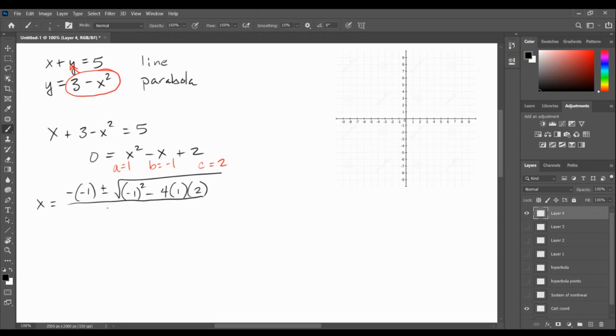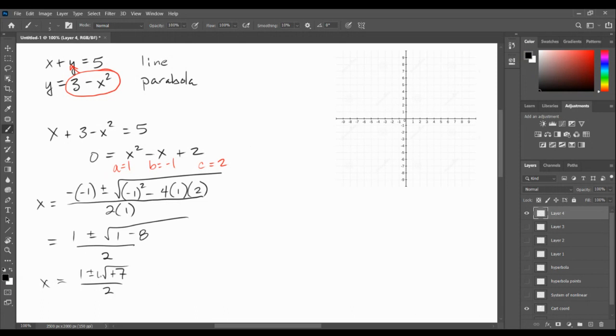all over 2a. So the opposite of b is 1 plus or minus the square root. Negative 1 squared is 1 minus 4 times 1 times 2 is 8 all over 2. We can see that we are going to get 1 plus or minus the square root of negative 7 all over 2. So we've got an i.